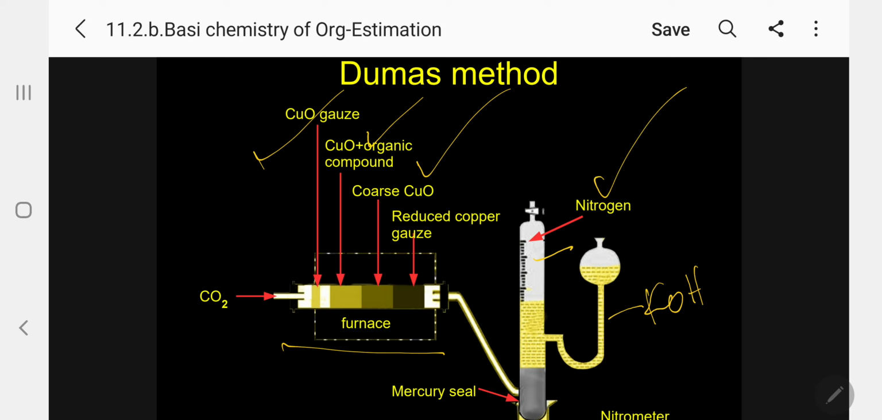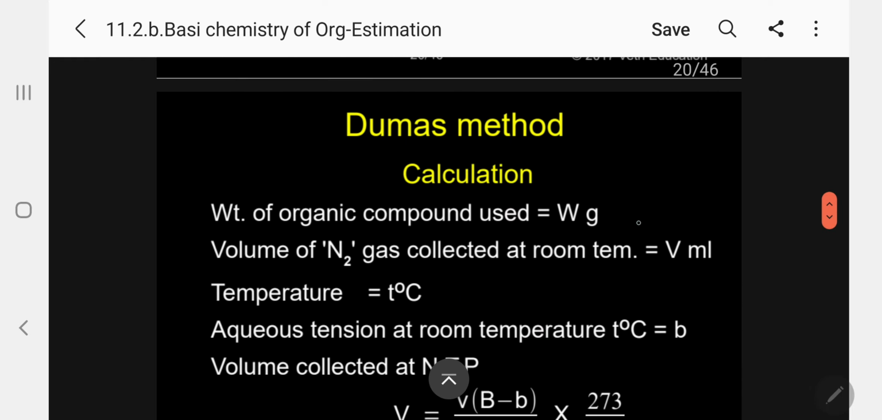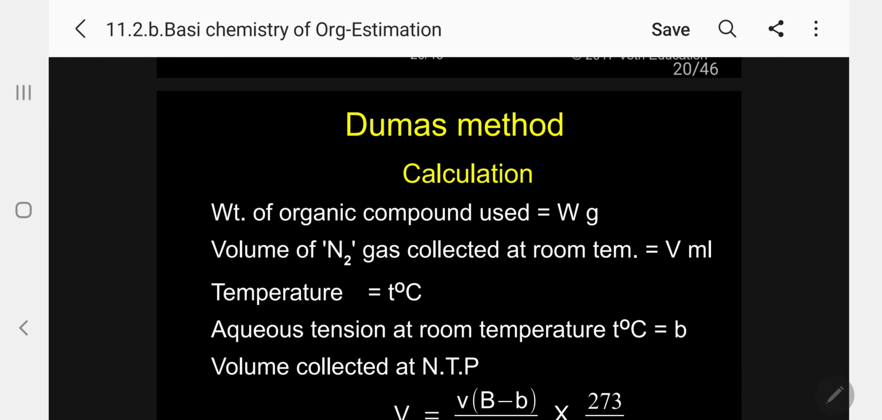Here the nitrogen gas is collected, which is adjusted by the reservoir. We know the volume. Let us say V volume is collected. Please follow. So now let me come to the calculation point of view. Experimental we have seen. Calculation.